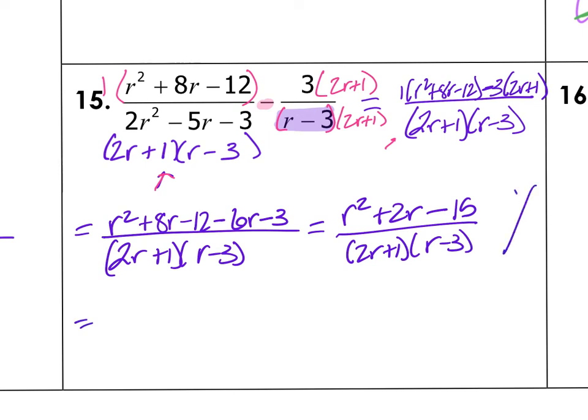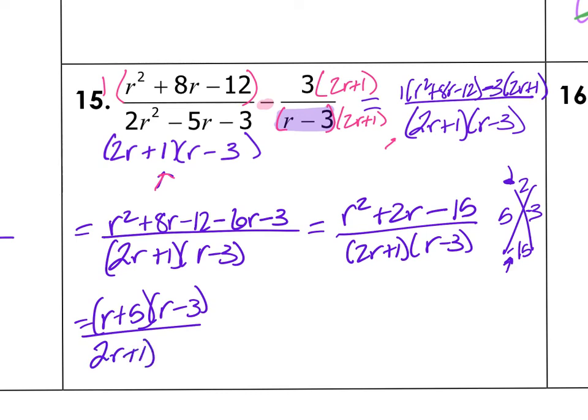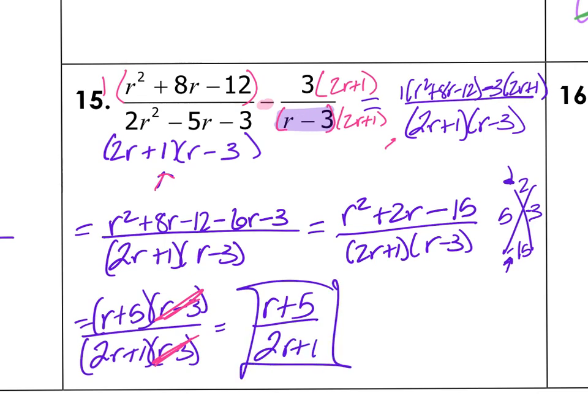Give me two numbers that multiply to be negative 15 and add to be 2. 5 and 3. This one's negative, this one's positive, so my bigger number's positive. So I get r plus 5 times r minus 3 all over 2r plus 1 times r minus 3. So I made a 1 here. And so I get r plus 5 over 2r plus 1. Good job, guys.